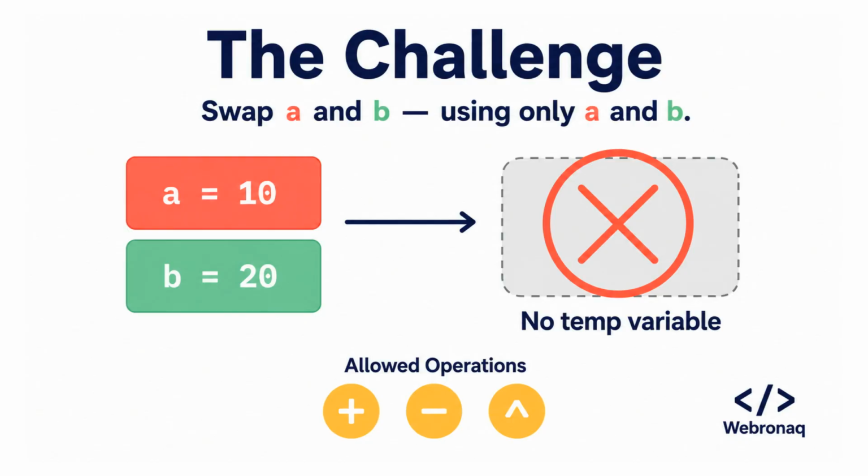Well, that's where a clever idea comes in. What if we could store both values inside one variable at the same time, packed together, and then pull each one back out when we need it? That's the whole secret behind this technique. And we're going to do it in two different ways. The first one uses basic math you already know, addition and subtraction. Let's see how that works.